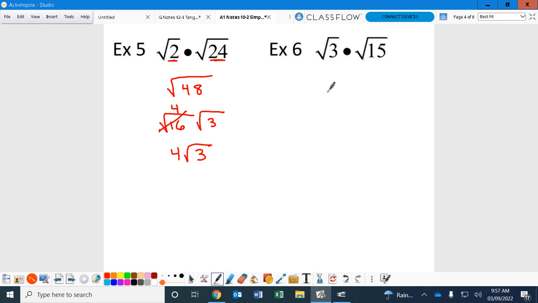Okay, square root of, when we're multiplying numbers, we multiply the numbers under the radical. So 3 times 15 is going to be square root of what? 45. What goes in there from the list? Oh, I know. 9. Yep. So 9 goes in there. And how many times does 9 go into 45? 5. And what is the square root of 9? 3. 3 square roots of 5. There you go.